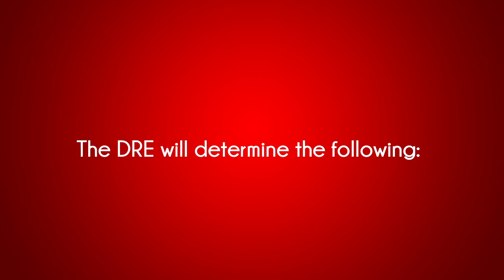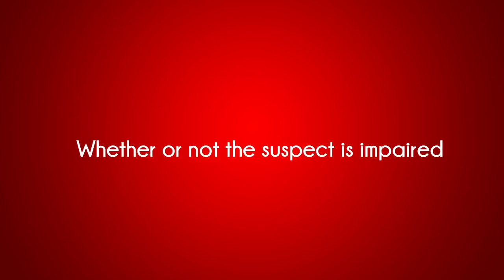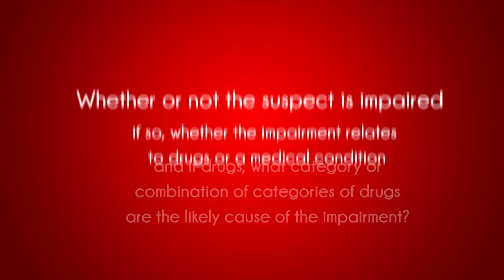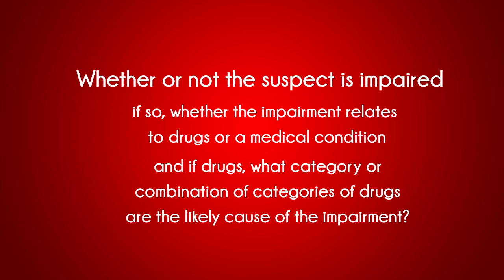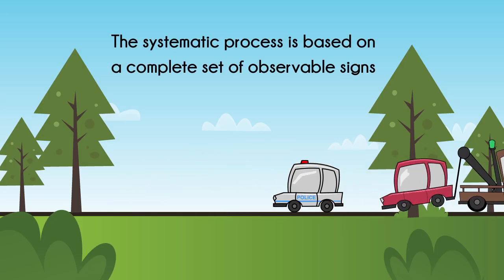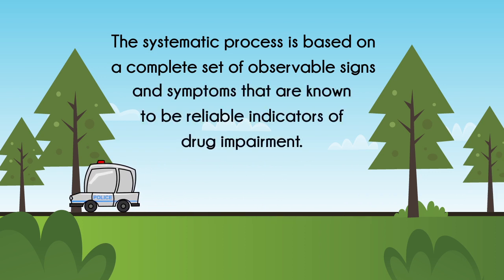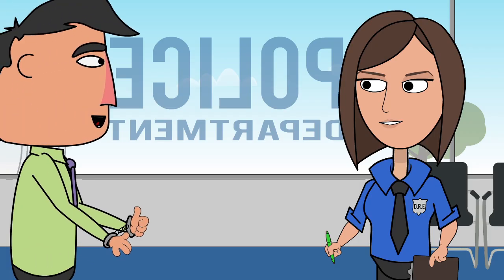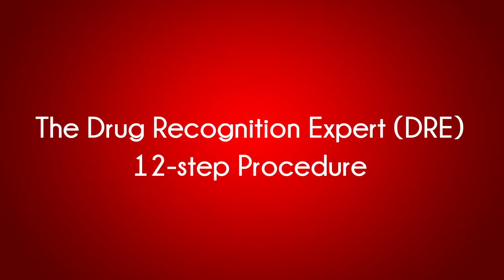The DRE will determine the following: whether or not the suspect is impaired, if so, whether the impairment relates to drugs or a medical condition, and if drugs, what category or combination of categories of drugs are the likely cause of the impairment. The systematic process is based on a complete set of observable signs and symptoms that are known to be reliable indicators of drug impairment. The Drug Recognition Expert, DRE, uses a 12-step procedure in performing the evaluation.